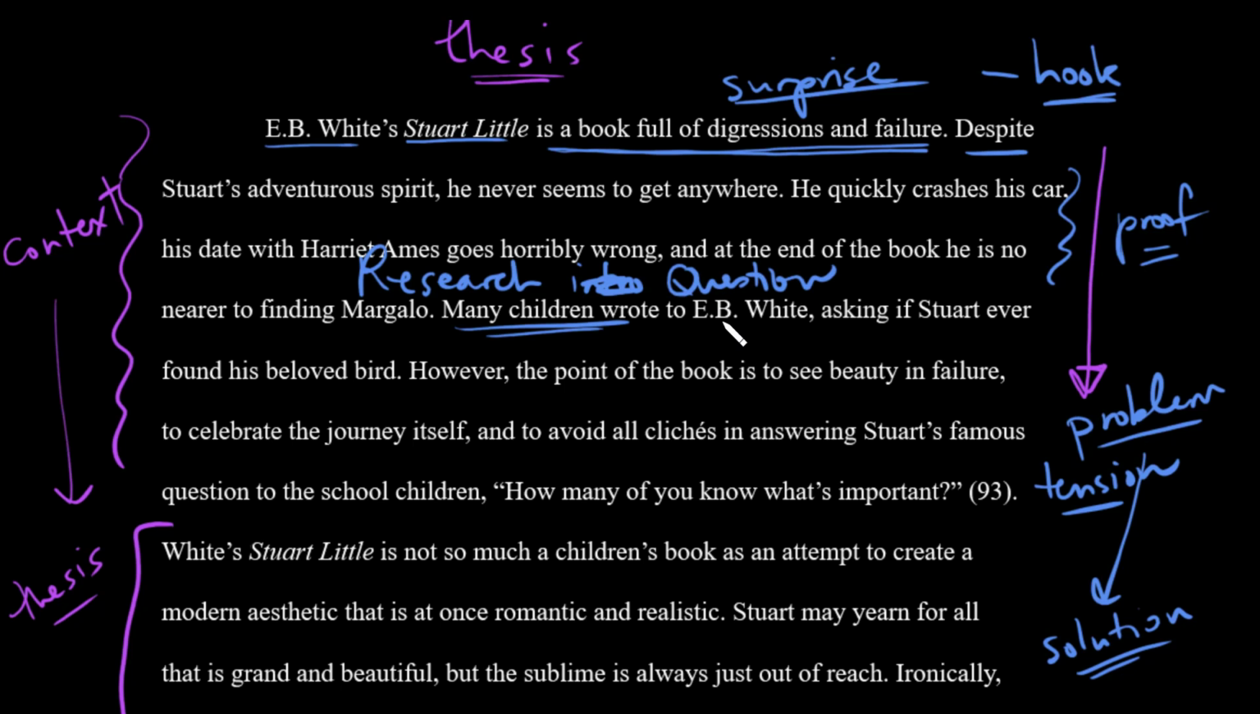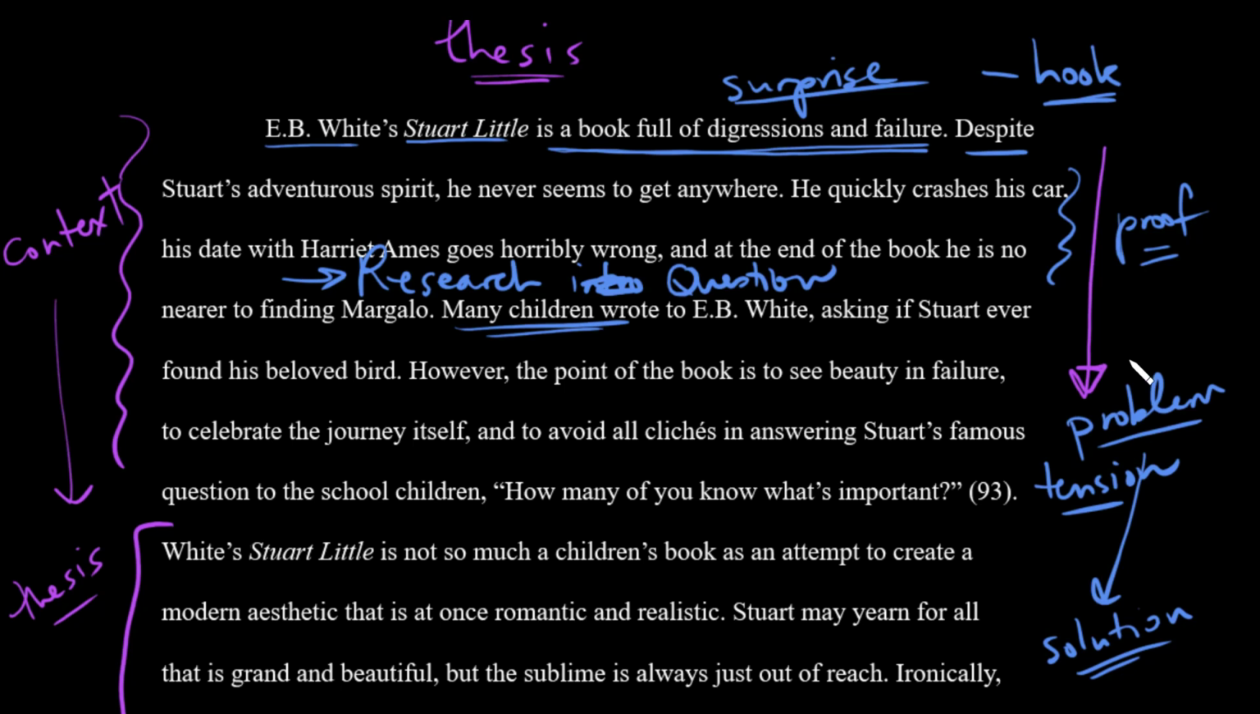Every introduction should answer a research question, and it can be really helpful for yourself if you actually spell out what that question is. In this case, the question is, why is this book so digressive, and why does it have so much failure in it? And there might be a follow-up question which goes, is this a kid's book? Right? Should children be reading this, or is this more for adults? Okay, so we want to spell out the research question.